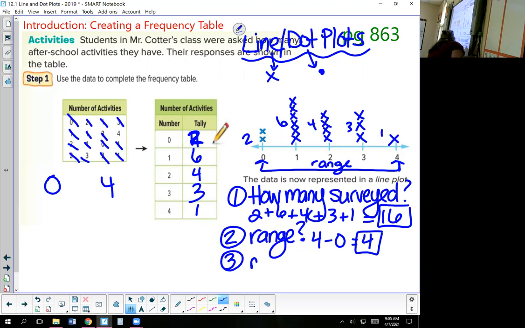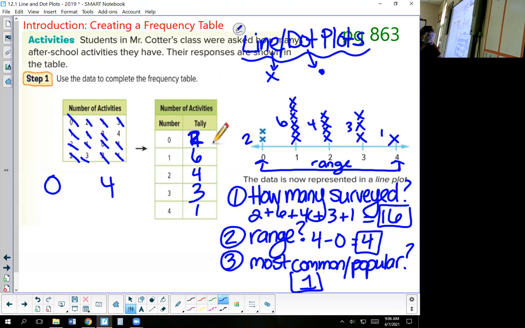ready? What is the most common or popular activity? See if you can do that. What's the most common or most popular activity that kids did? See if you can tell me which one it is here. Chris? One activity, right? Why is it one activity? Because 6 kids did it. It's the most popular, so therefore 1 would be that.